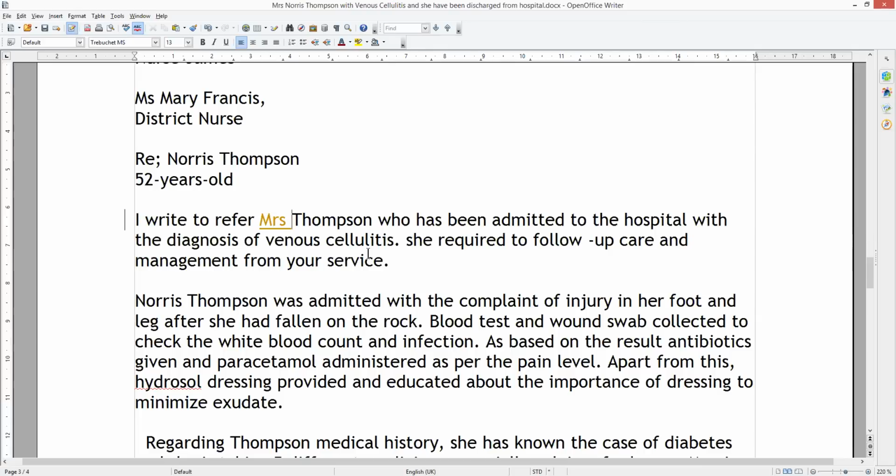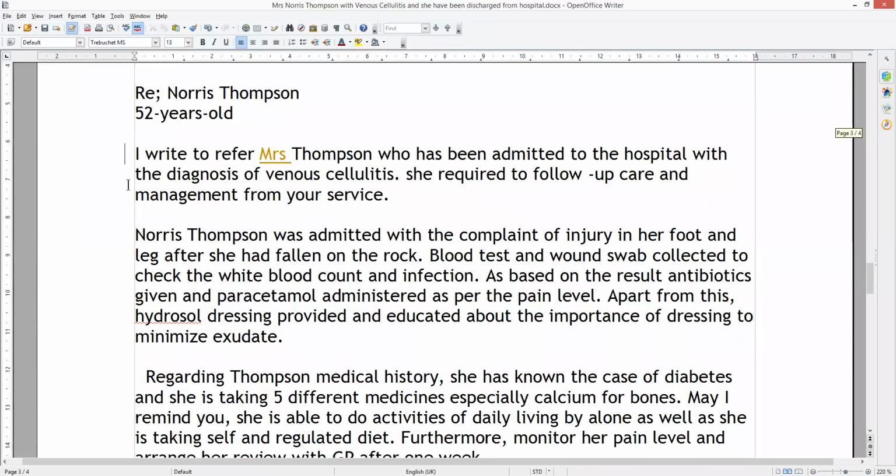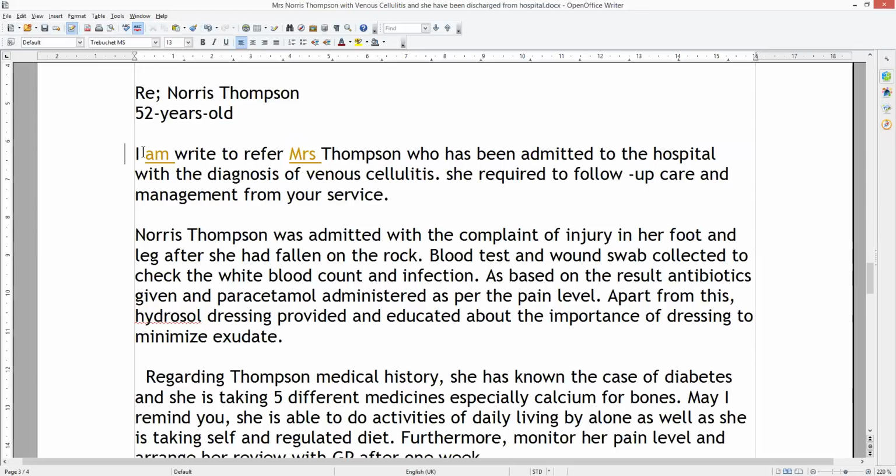No. Oh, anyway, so Miss Thompson, who has been at so first thing of all, why is it present now? I'll center this because, as we can see, there's quite a lot of errors in grammar. So why is this? It's present simple. I write. Well, it should be I am writing. It should be continuous form.